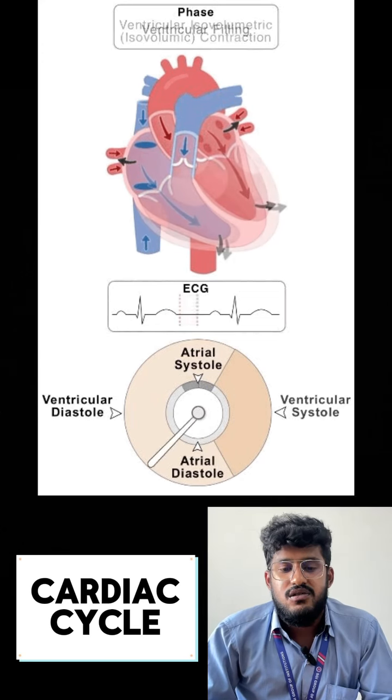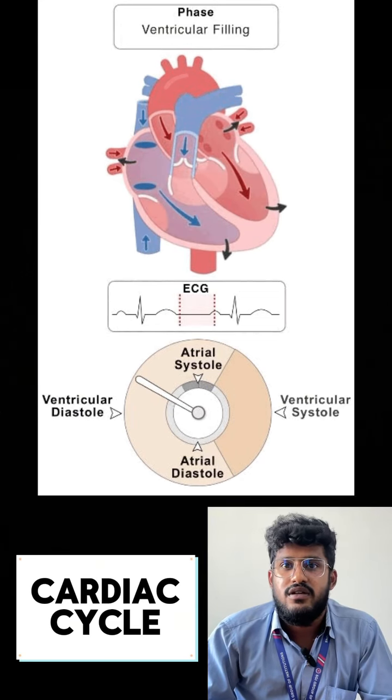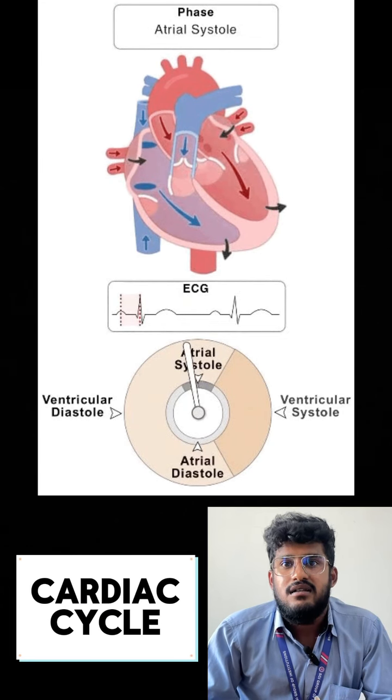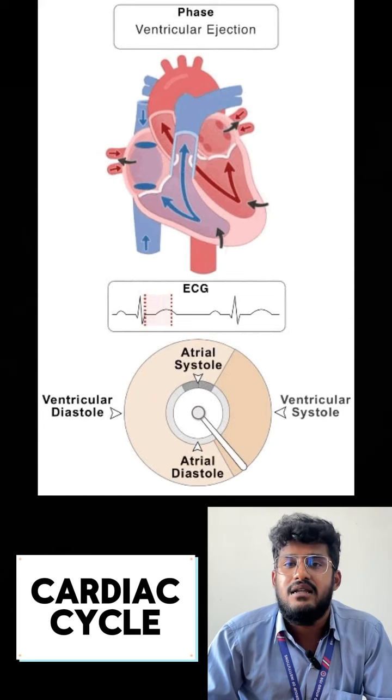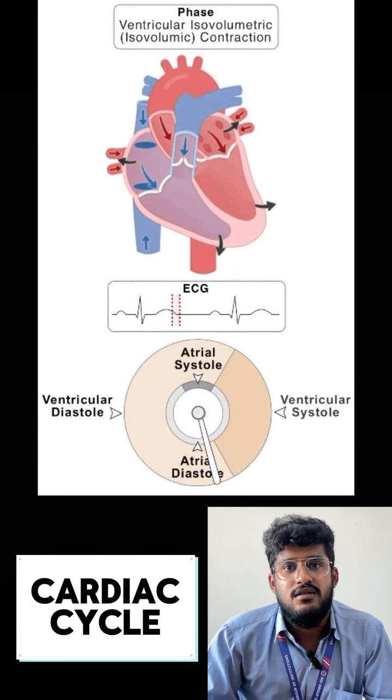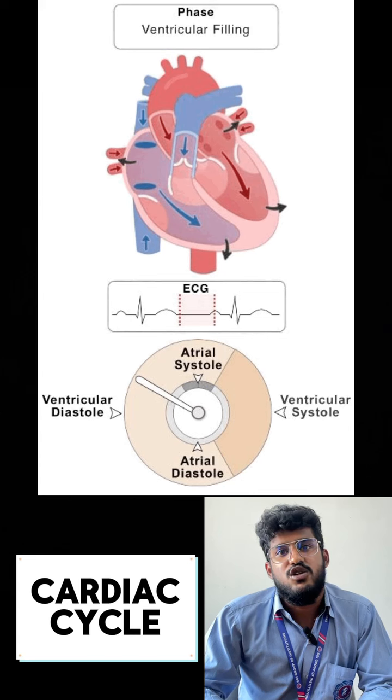Phase 1 is atrial systole. In the atrial systole, the atrial walls of the heart contract, and the atrioventricular valves, which are the tricuspid and bicuspid valves, open and the blood flows to the ventricles. The duration of atrial systole is 0.1 seconds.